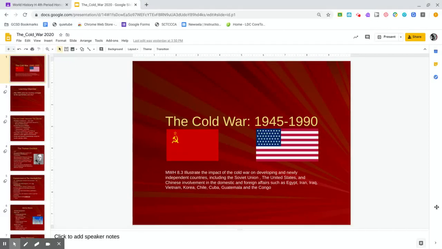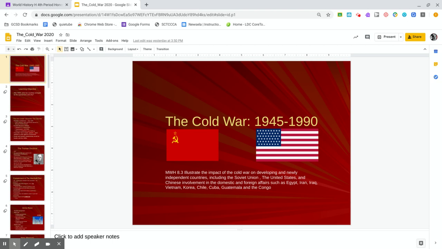Hey guys, today we're going to be looking at the Cold War, which is going to be the period after World War II. It goes from 1945 generally up to around 1990. Just as a refresher, remember at the end of World War II, you have the United States and the Soviet Union as the two major countries that are around after the war is over with. And this is going to lead to tension.